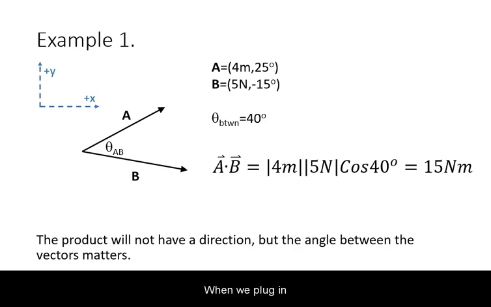When we plug in the magnitudes and the angle between the vectors, we get about 15 Newton meters. You will see the physical relevance of this in the topic of calculating work.